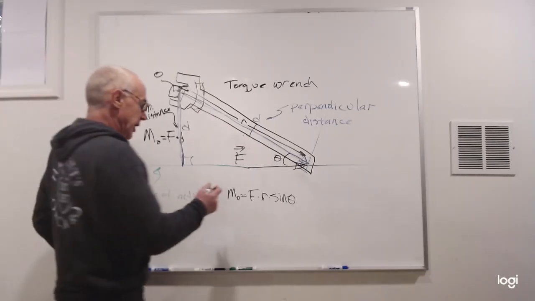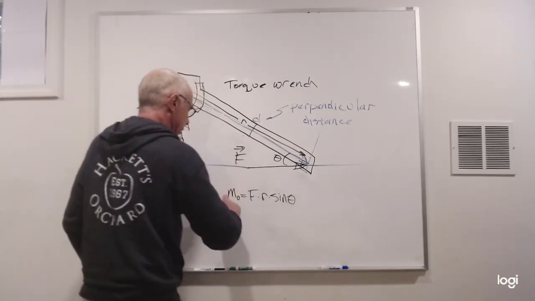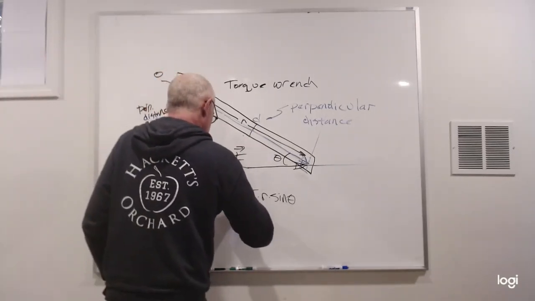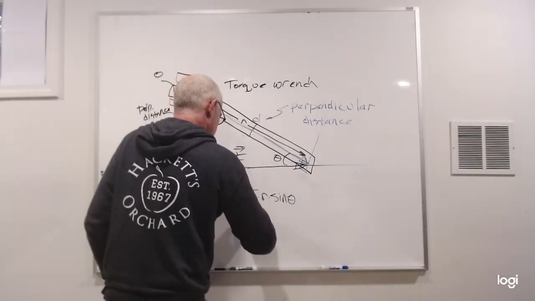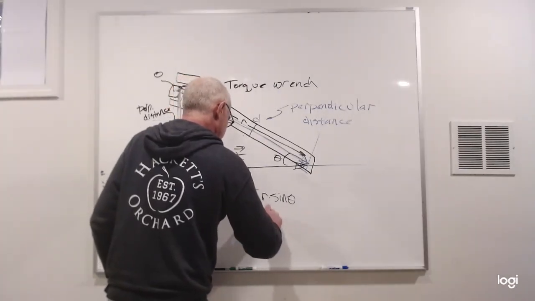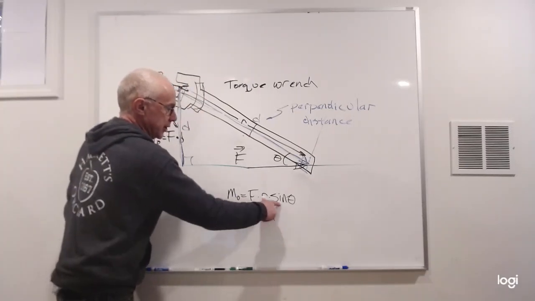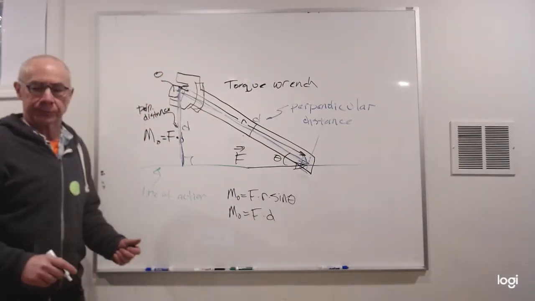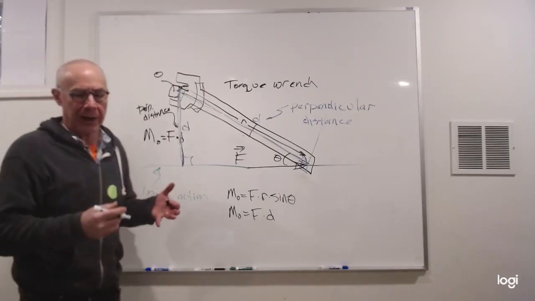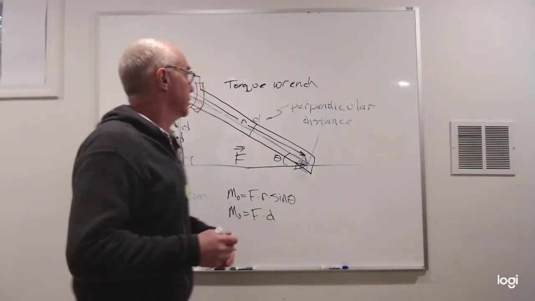Okay, so in general, we can say, and I'm going to write here, F times D, where D is the perpendicular distance, which equals that R sine theta. Okay, so hopefully this gives you a good introduction to moments.